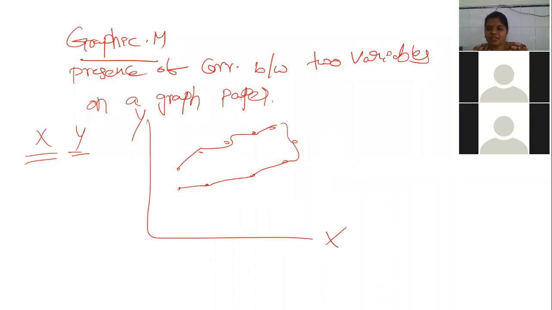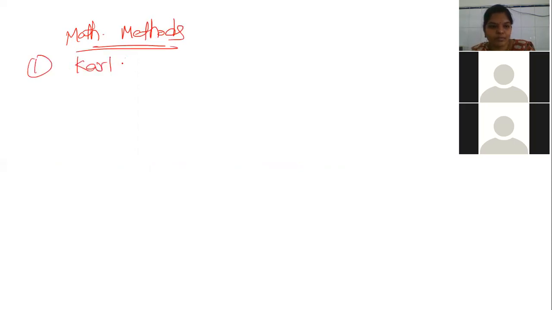The next most important one is the mathematical expression of correlation. Mathematical methods. You just focus only on Karl Pearson's method.